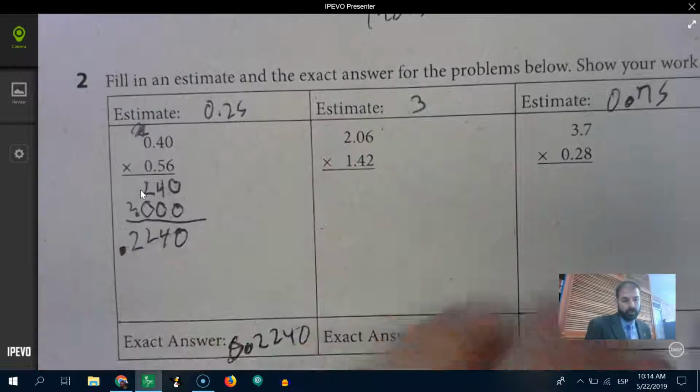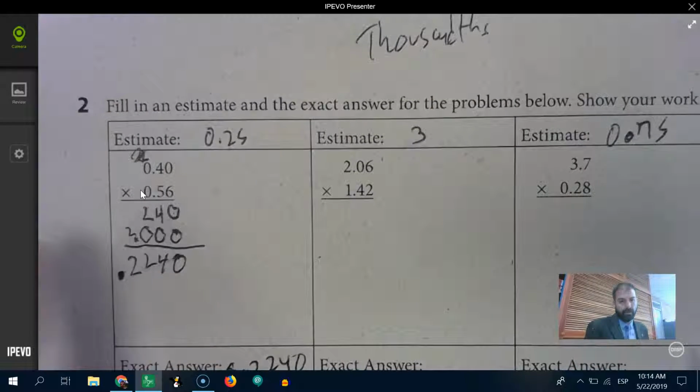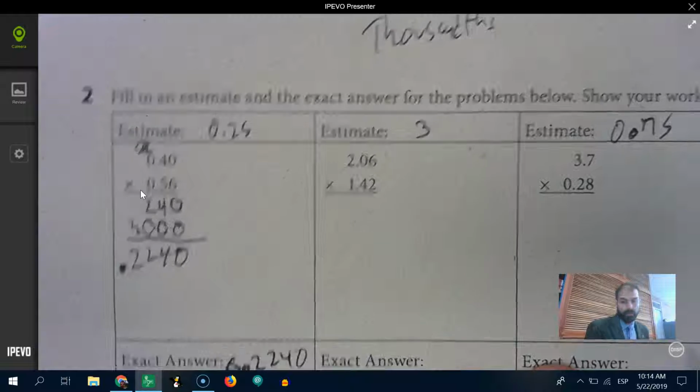This is why it's really important to estimate. Really important to think about things. You can't just rely on the algorithm, because especially with this one, what are you going to do here? Okay, you have to have some sort of understanding.